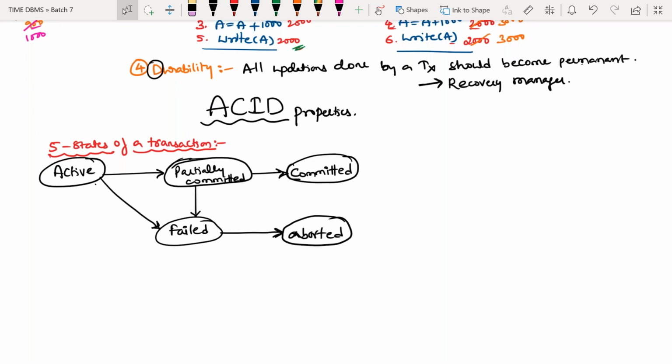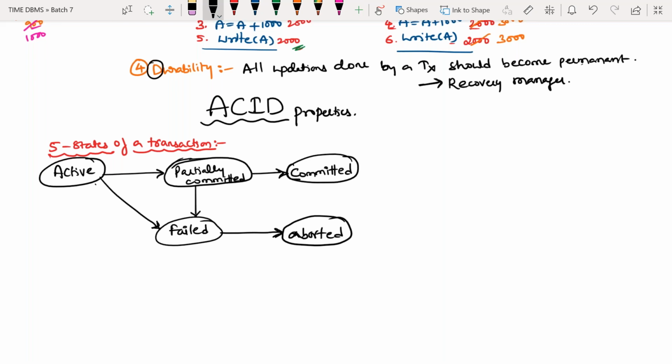Do remember, once a transaction is committed, it cannot be undone. And failure is possible: if a transaction is active or partially committed, it may go into the failed state. Once a transaction has failed, it has to be recovered from the failure. The state after recovering from the failure is called aborted. Okay, these are the 5 states.